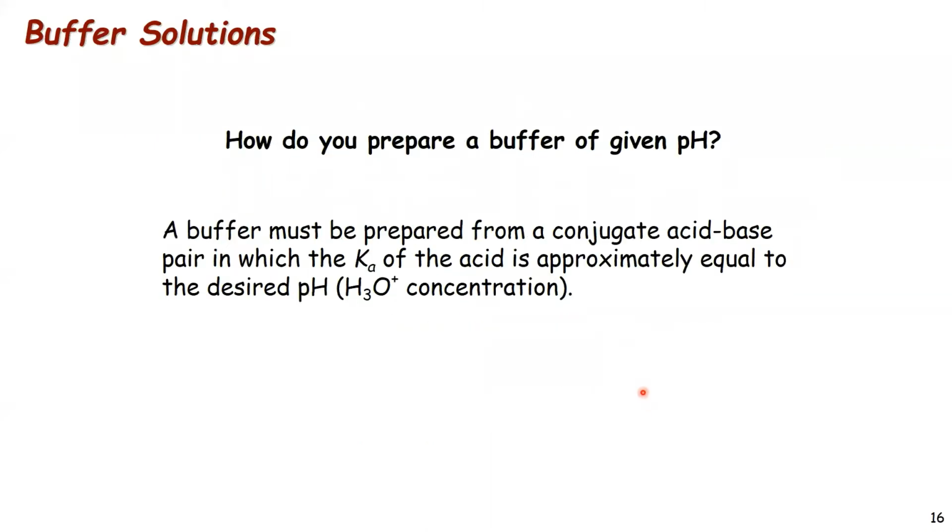Okay, so how do we prepare a buffer of a particular pH? Well, the buffer must be prepared from a conjugate acid-base pair in which the pKa of the acid is approximately equal to the desired pH.